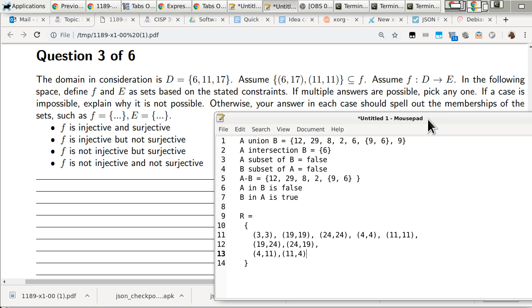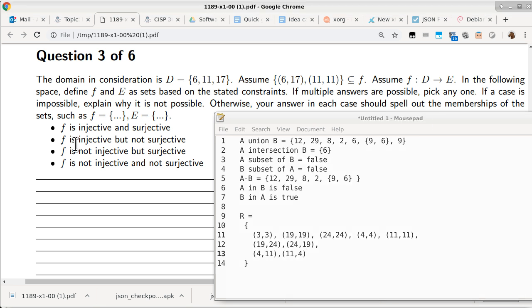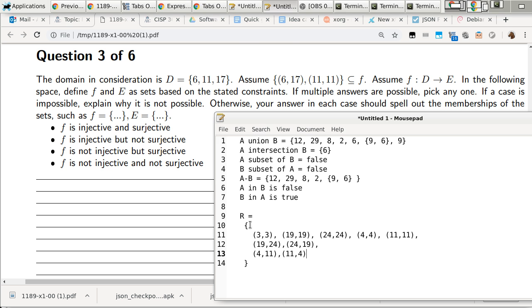So there are 4 cases. The 4 cases are here. F is injective and surjective. F is injective but not surjective. F is not injective but surjective. And then F is neither injective nor surjective. Okay? So we'll work on those 4 cases. We'll work on the first one, injective and surjective, which is otherwise known as bijective. So in this case, f as a function, as a set, needs to contain (6, 17), (11, 11), oops, parentheses.